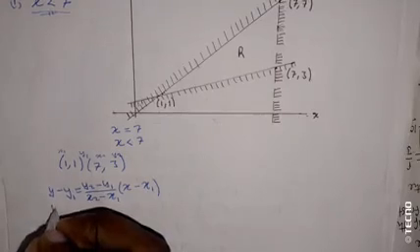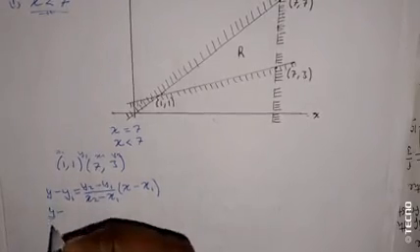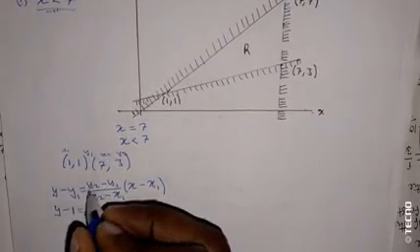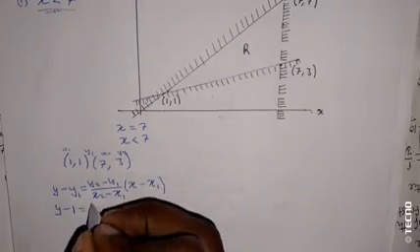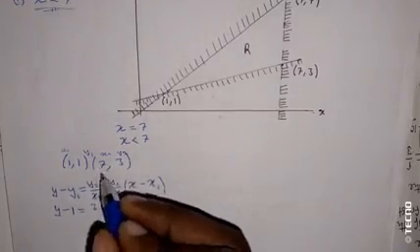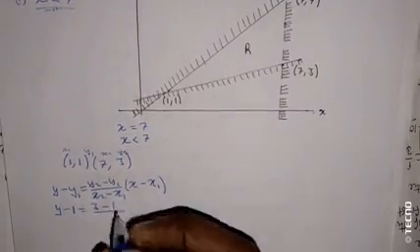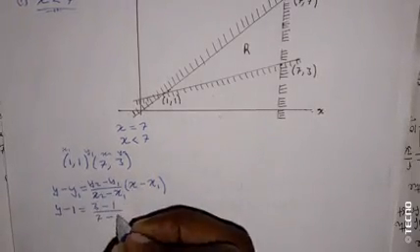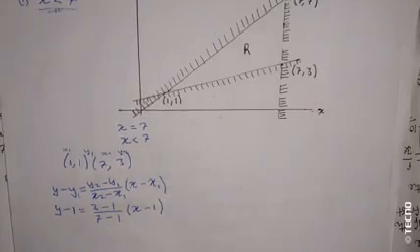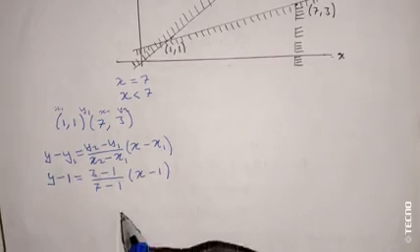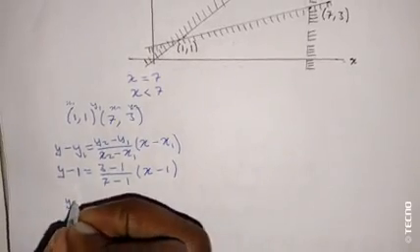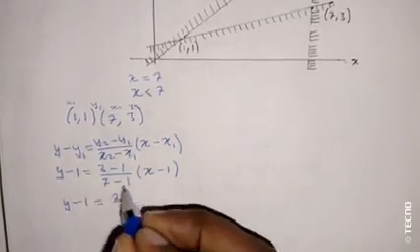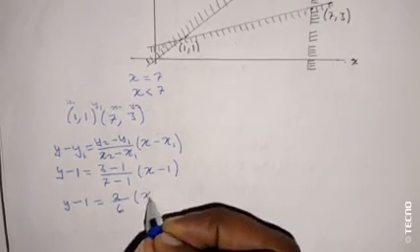Then we just replace in this formula. So y minus y1, which is 1, is equal to y2, which is 3, minus y1 again, which is 1, over x2, which is 7, minus x1, which is 1, open bracket, x minus 1, close. Working this out, we have y minus 1 is equal to 3 take away 1, which gives us 2, over 7 minus 1, which gives us 6, open bracket, x minus 1, close.